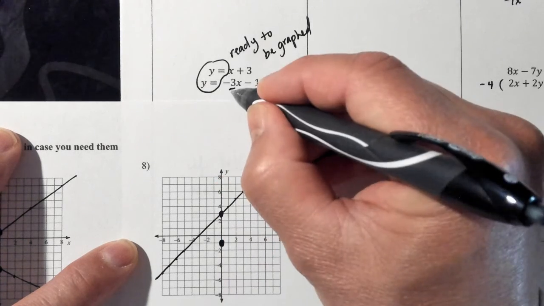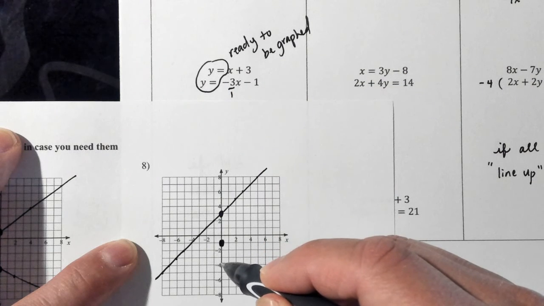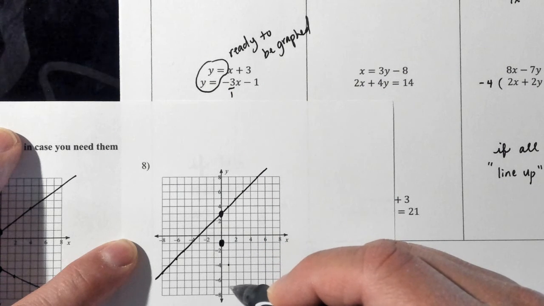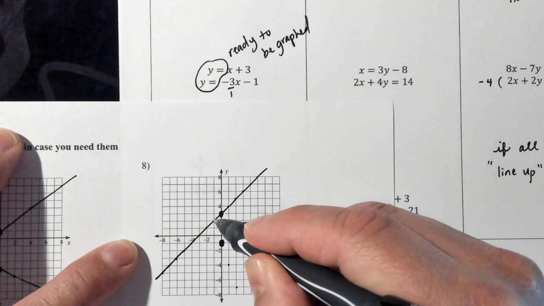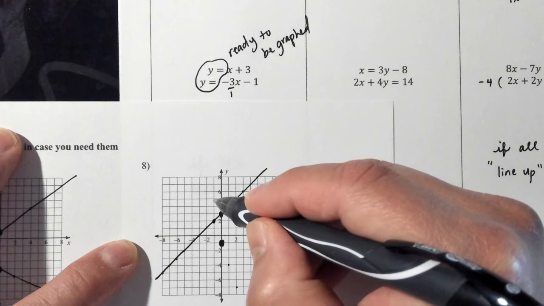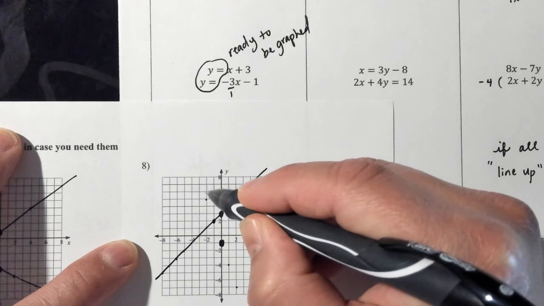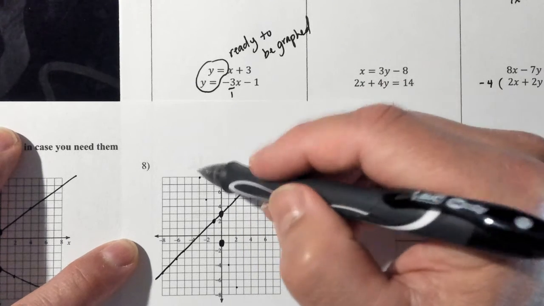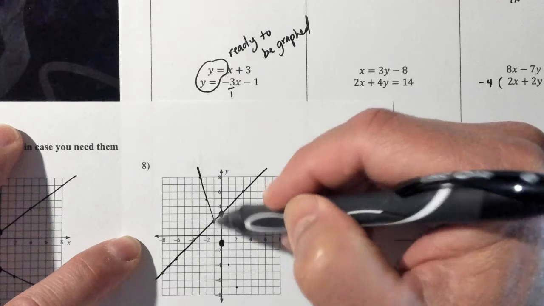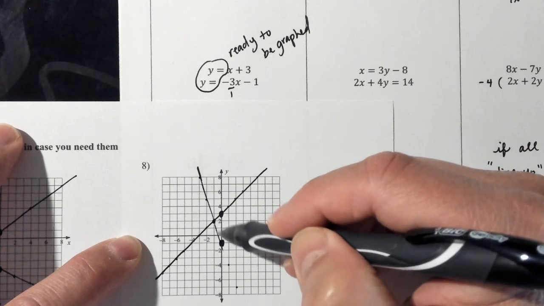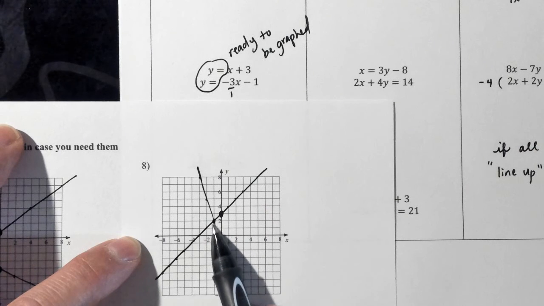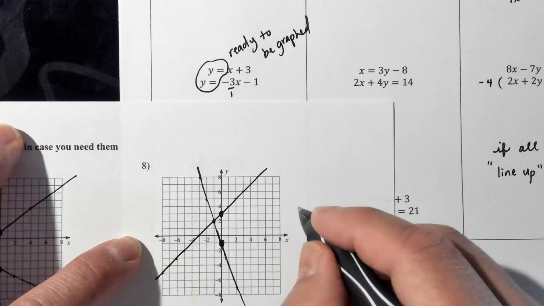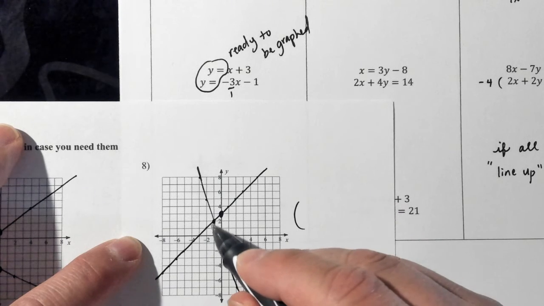-3 is the slope. If your points don't line up perfectly, you did something wrong. So again, the point of intersection is clearly an integer, (-1, 2).